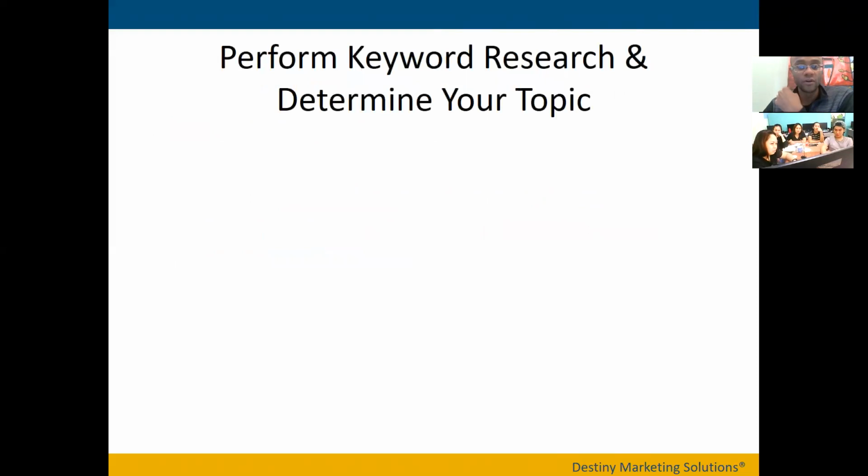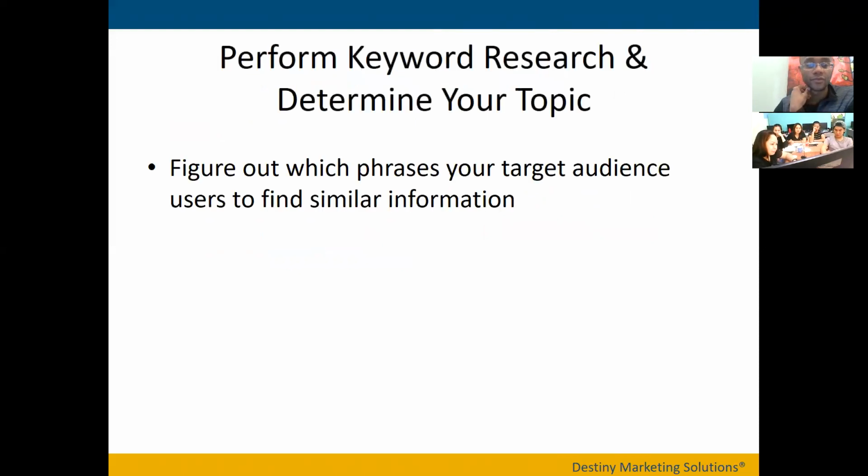You want to perform keyword research and determine your topic. This was actually part of the editorial calendar, but I want to drill down on this point a little bit further. You want to figure out which phrases your target audience uses to find similar information. That's going to be part of knowing your target audience, so having that customer avatar, and part of doing that competitive analysis. So when we were looking at the different articles about singing a few slides ago, knowing the type of things that people are saying or the type of questions people are asking is a great way to figure out which keywords you should be targeting.